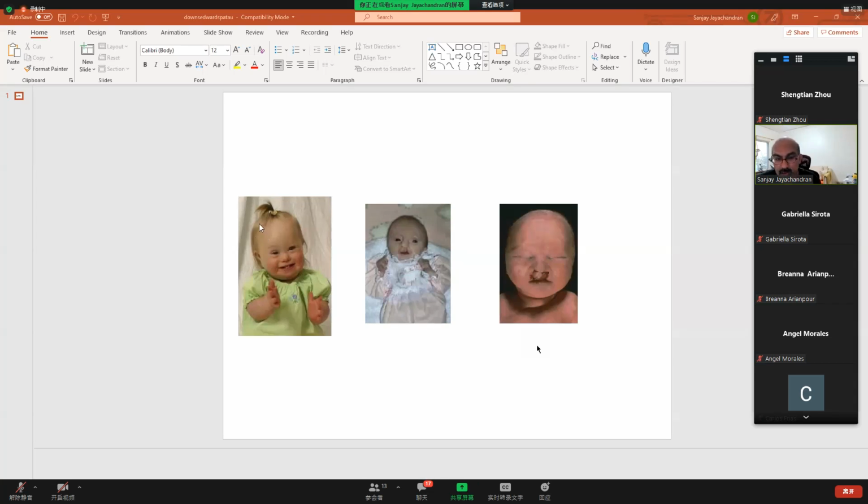And that's not the only non-disjunction disease, right? So the one in the center here, that's an extra 18. That's called Edwards syndrome. That's rarer and it's much worse than Down syndrome. They rarely make it out of infancy and the effects are much more severe. The worst is the one on the extreme right, and that's an extra 13. That's called Patau syndrome.